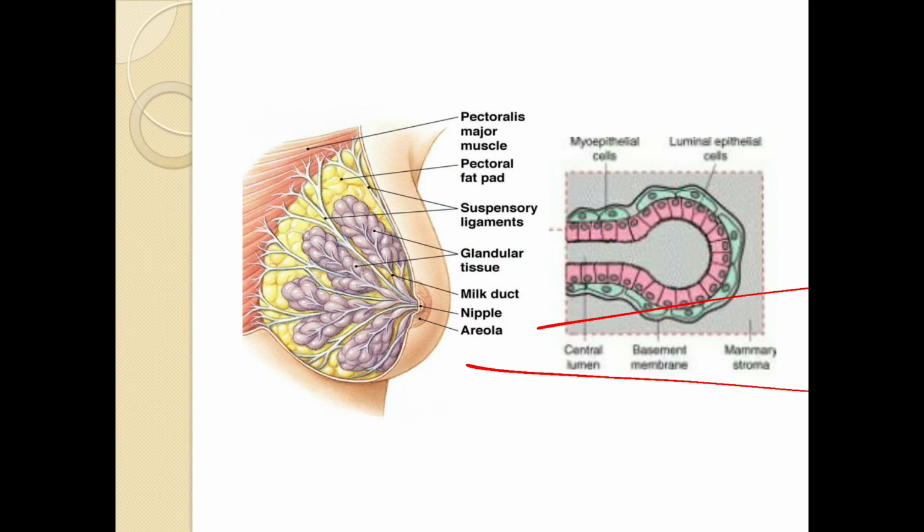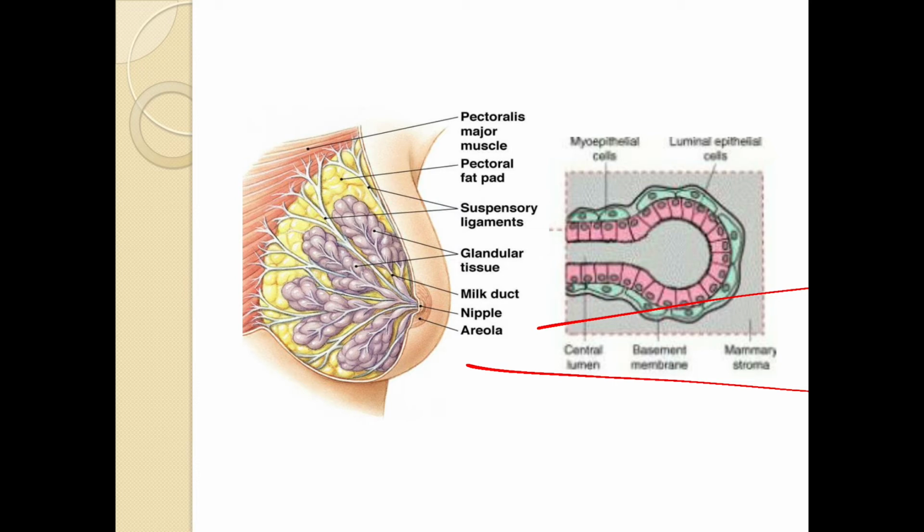The fully developed mammary gland is composed of about 15 to 20 lobes separated by suspensory ligaments of Cooper. So this is a lobe which is separated from the next lobe by the suspensory ligaments of Cooper. Each lobe has a lactiferous duct. You can see in the picture it has a lactiferous duct that opens at the nipple. Before opening to the nipple, the lactiferous duct dilates to form the lactiferous sinuses.